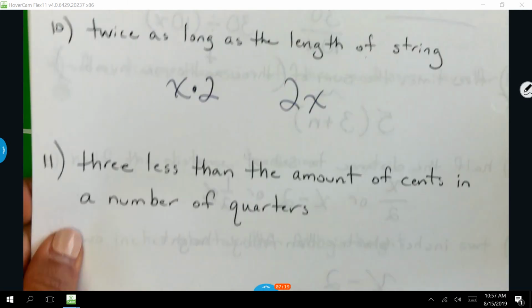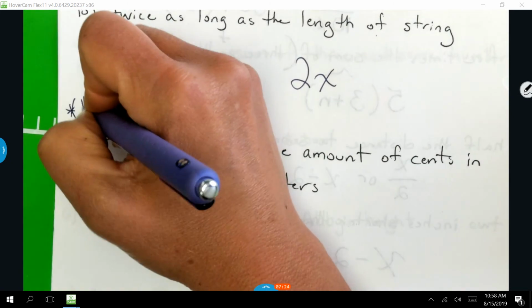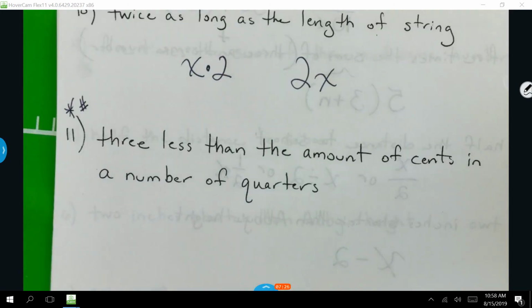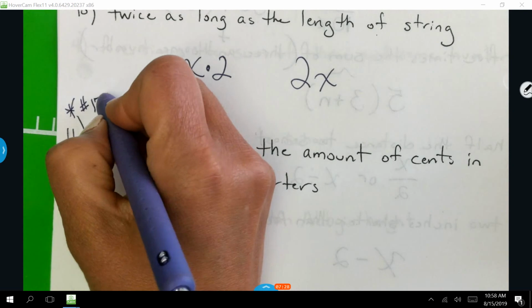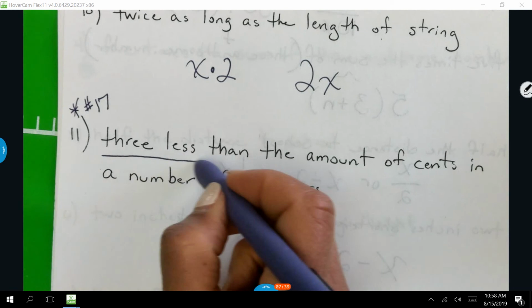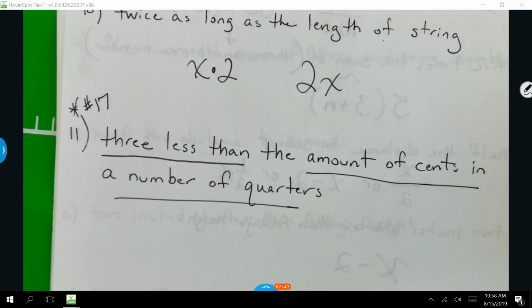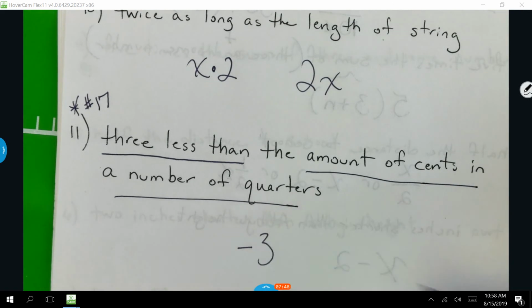Now, number 11, you might want to put like a little star. It's very, very similar to number 17 in your work. That's why I wrote out extra examples. So 3 less than the amount of cents in any number of quarters. So I see this part, 3 less than, and then I see the rest of it go together. So how do we show 3 less than? Minus 3. This is again where I'm saying make up something.